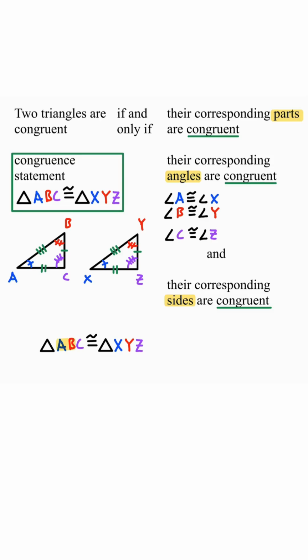What about the sides? Well, the first two letters, AB, is congruent to the first two letters, XY. Then we have the last two letters, BC, and the last two letters, YZ. So BC is congruent to YZ. And the first and last letter, AC, and the first and last letter, XZ. So do we need a diagram for everything? Not necessarily if we have the congruent statement, but having the diagram does help.